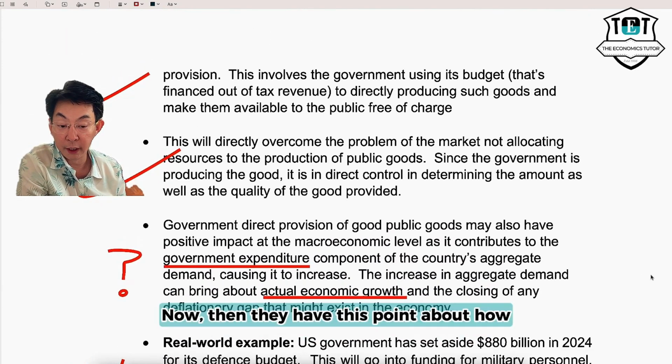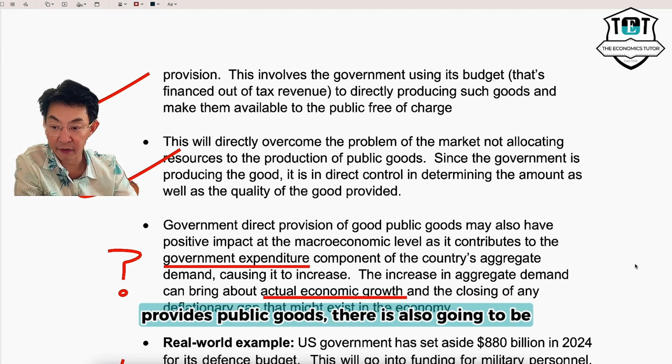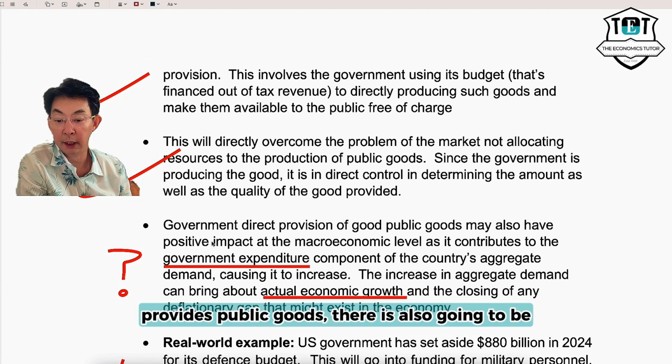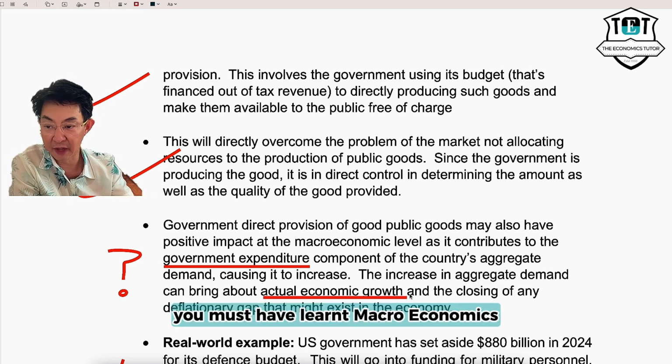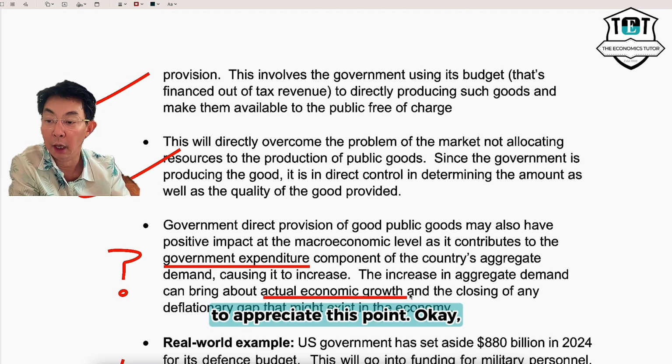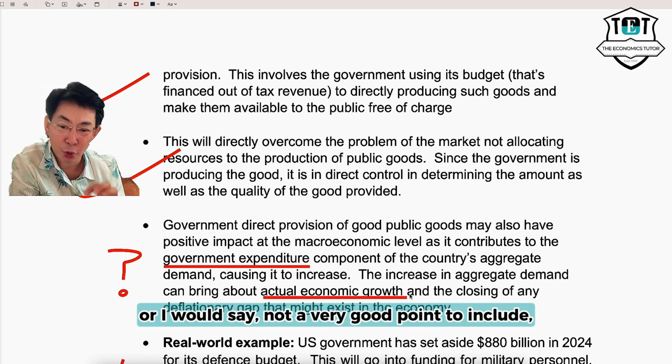Now, then they have this point about how when the government spends on public goods, provides public goods, there is also going to be increased government spending that can help boost actual economic growth. Firstly, you must have learned macroeconomics to appreciate this point. This is a good effort by the teacher, by the school, but I would not accept this point, or I would say not a very good point to include.